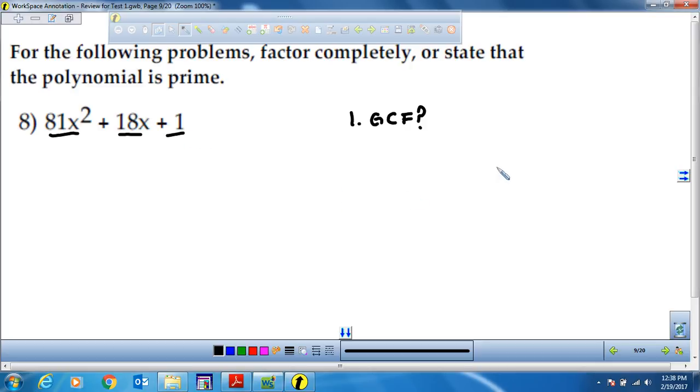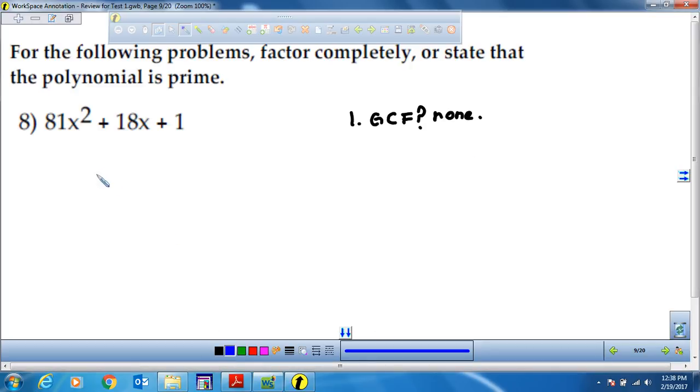81x squared, 18x and 1. Can I factor any x's? No, because the last term does not have x. Can I divide the 3 numbers by any number? No, because 1 can only be divided by 1, right? So what does that mean? That there is no greatest common factor on this problem.